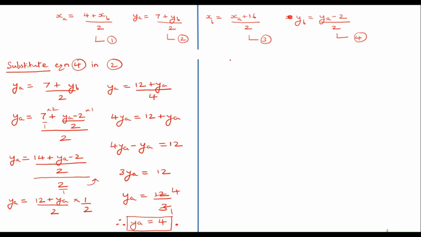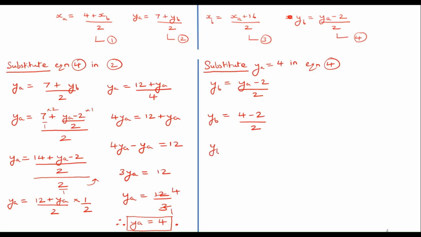Now substitute in YB. Substitute YA is equal to 4 in equation 4. So we will get the value of YB then. So YB is equal to (YA minus 2) upon 2. YA is how much? 4. So 4 minus 2 upon 2. YB is equal to 2 upon 2, ones are, therefore YB is equal to 1. So YA is 4 and YB is 1.